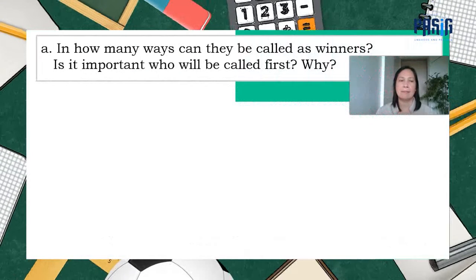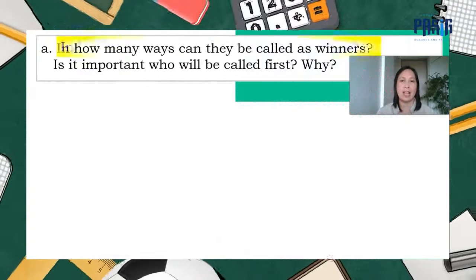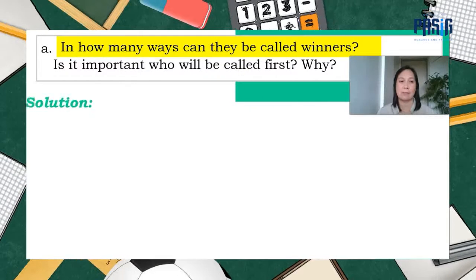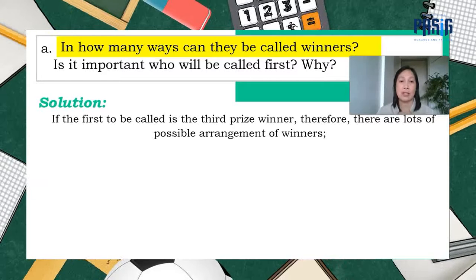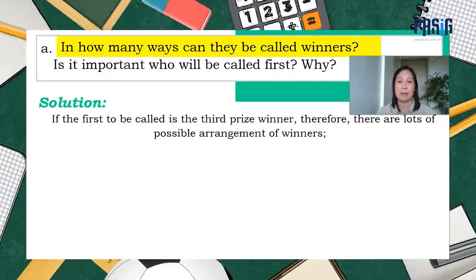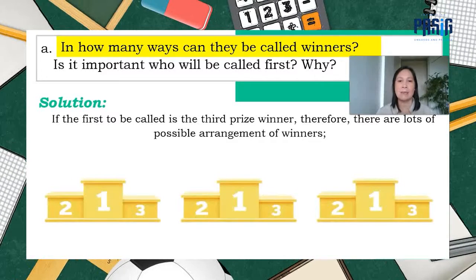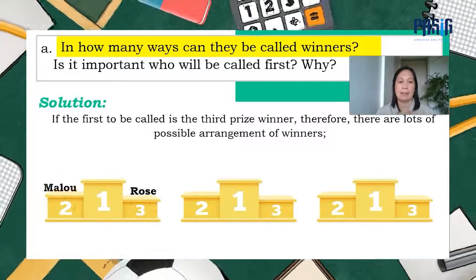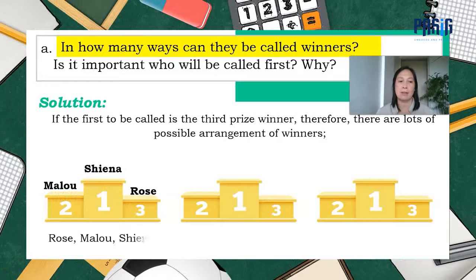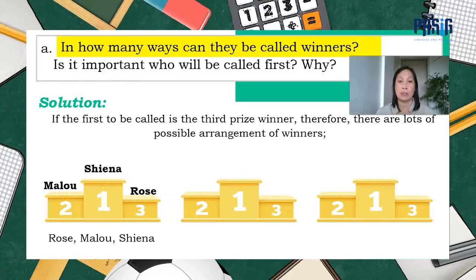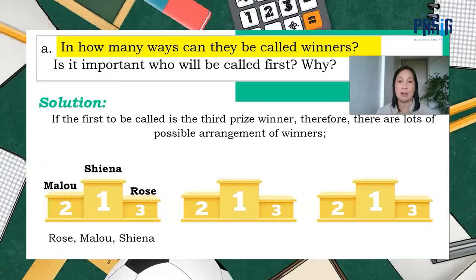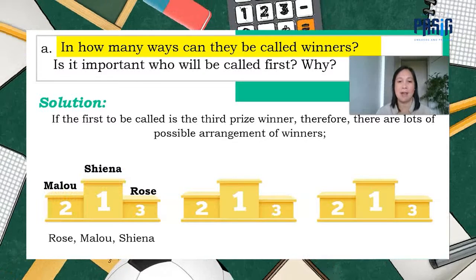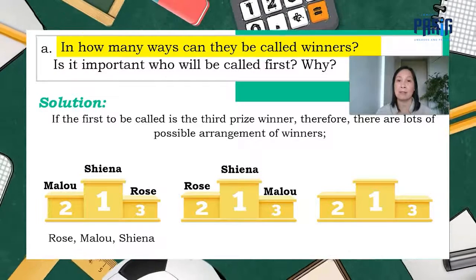Let us have the first question in letter A. In how many ways can they be called winners? If the first to be called is the third prize winner, therefore, there are lots of possible arrangements of winners. Let us have this arrangement wherein Rose won the third prize, Malu won the second prize, and Sheena won the first prize. How about this set of arrangement?